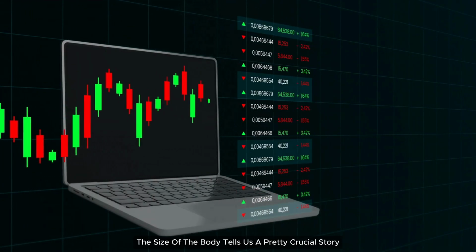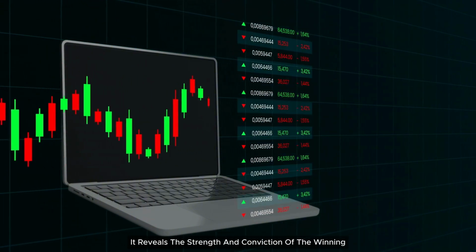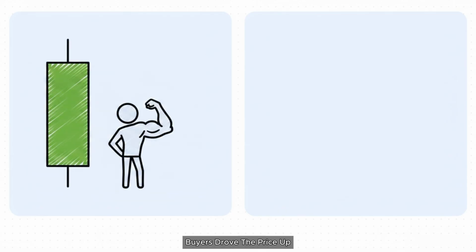And you know, the size of the body tells us a pretty crucial story too. It reveals the strength and conviction of the winning side. Look at the big body candle on the left. Buyers drove the price up with practically no opposition, closing near the absolute high. One side is in strong, clear control.